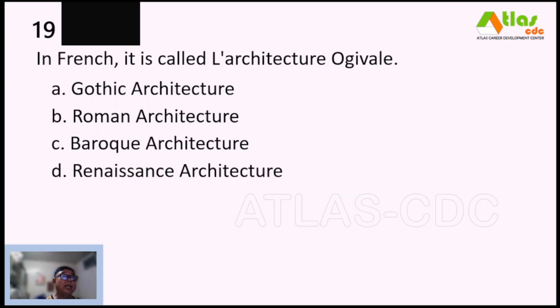Number 19. In French, this is called the architecture ogival. A. Gothic architecture, B. Roman architecture, C. Baroque architecture, and D. Renaissance architecture.